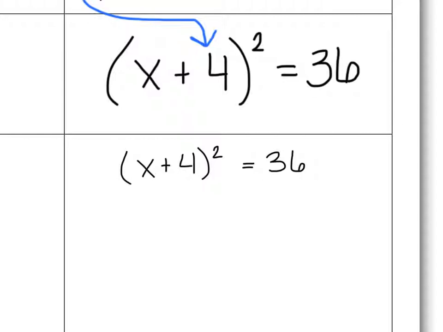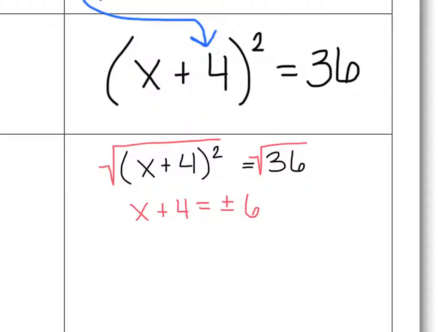The first thing we need to get rid of is the squared. So how do we get rid of a squared? Square root. If we square root that side, we've got to square root the other side. What happens between the square root and the squared? They cancel, and we're just left with x plus 4. When you square root both sides, what sign has to go in? Plus minus. And then what's the square root of 36? 6. It's getting a lot simpler.